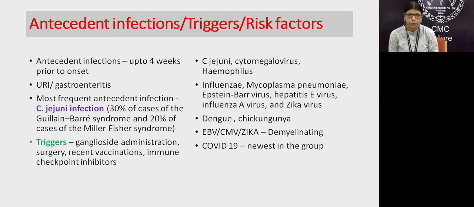Now, immune checkpoint inhibitors are also an important trigger to develop GBS. Apart from Campylobacter jejuni, Haemophilus, CMV, influenza, mycoplasma, Epstein-Barr virus, and arboviruses such as dengue and chikungunya in our clinical setting can also cause GBS. Epstein-Barr virus, cytomegalovirus, and Zika virus are known mainly to cause the AIDP demyelinating variant, and the newest one in the group is the SARS-CoV-2 virus.